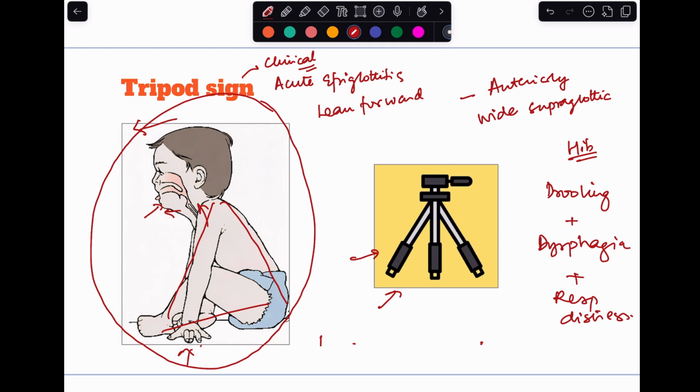So now you should not have any confusion at all as to which sign is seen in which, now that you know the mechanism behind it.